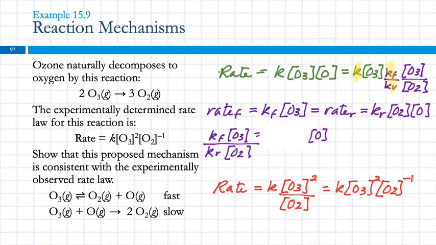Well, I think then O2 is minus 1 at the very end. So O2 is minus 1 here because it was in the denominator here. Yeah.